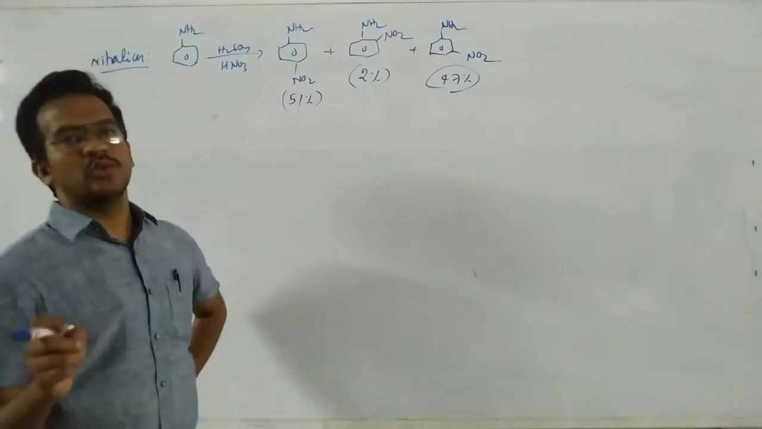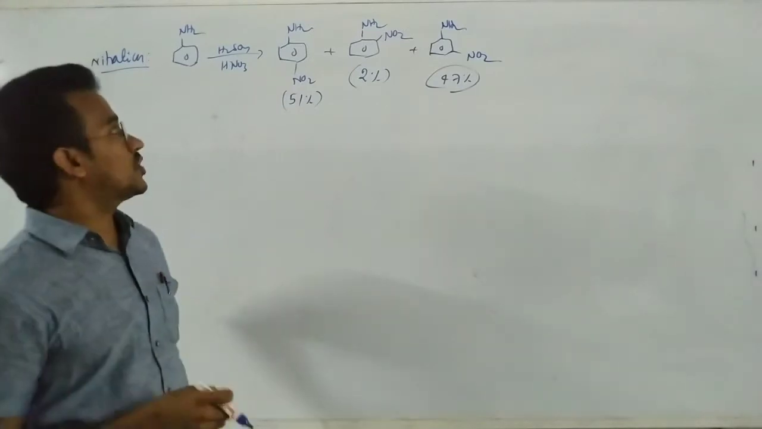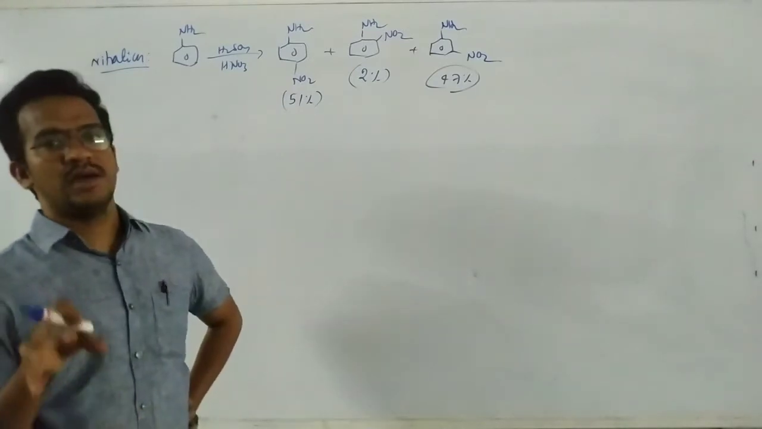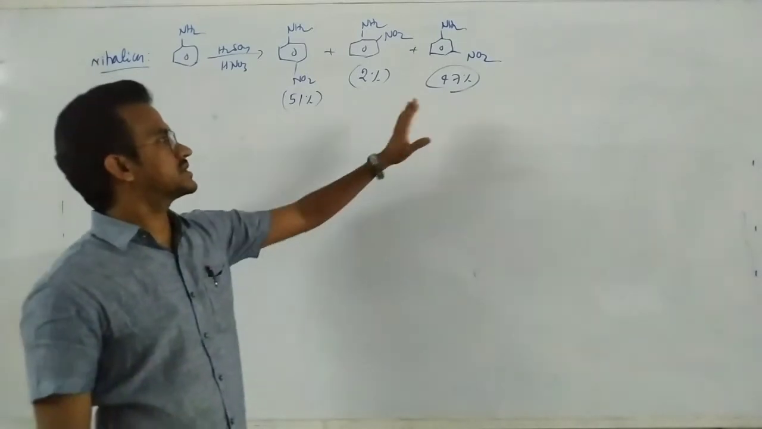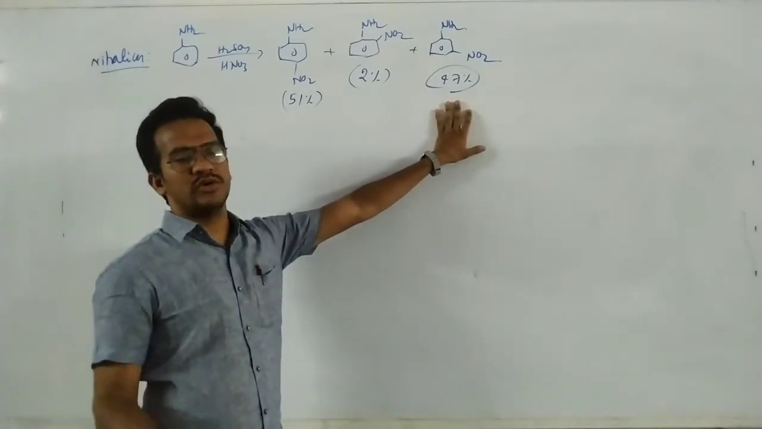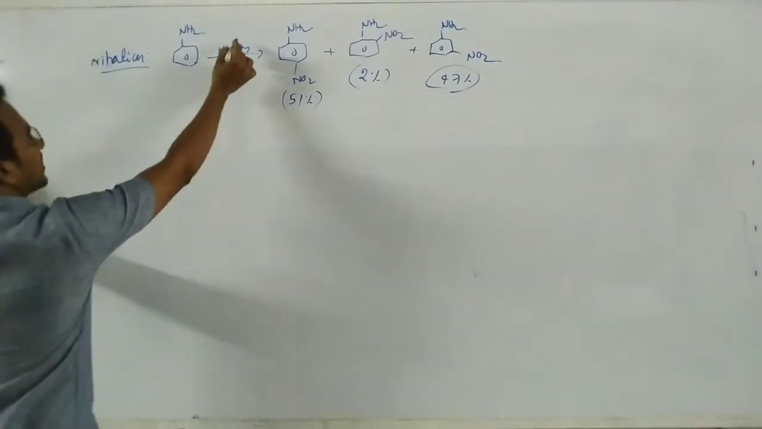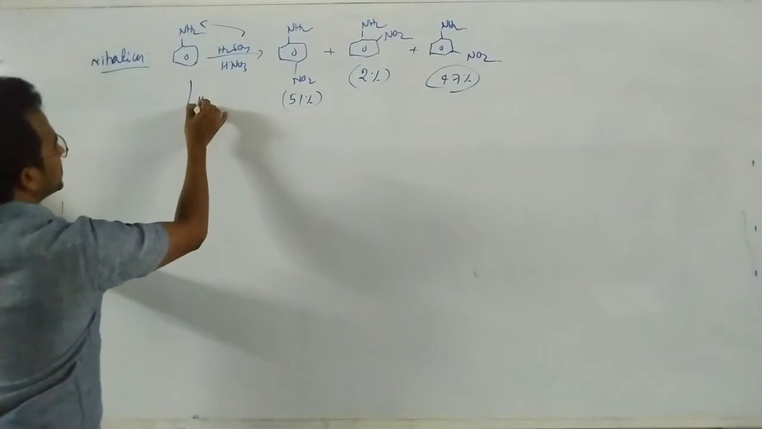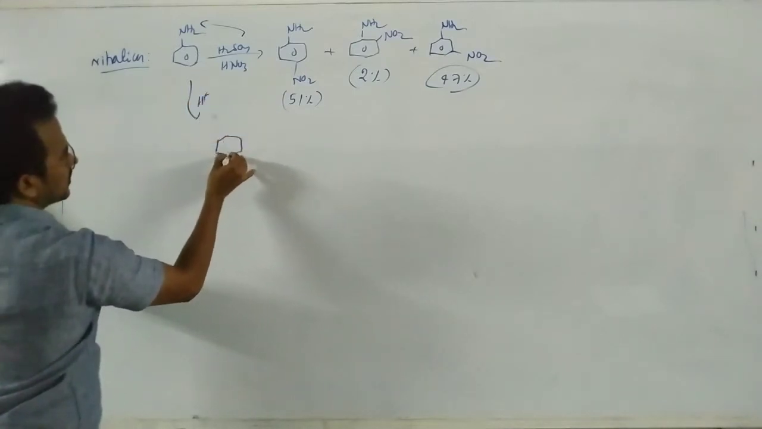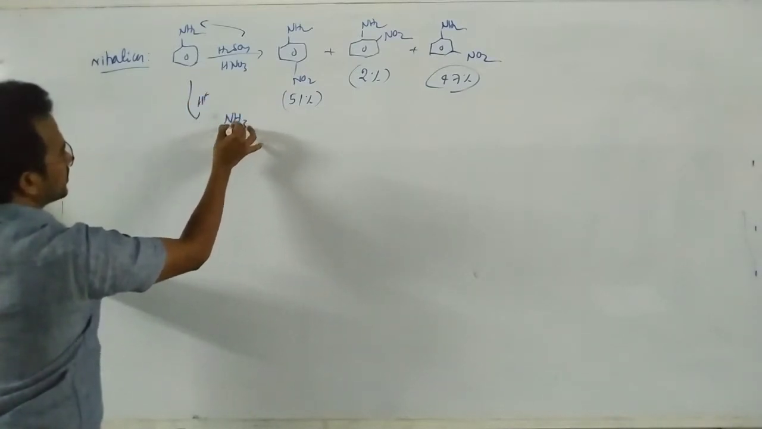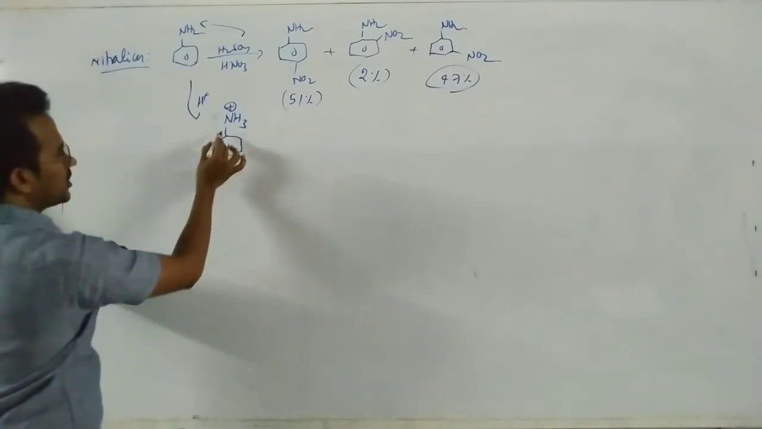Actually, NH2 is an ortho-para directing group, so here ortho and para products must be in higher yield. But in this case, meta is more dominating than ortho. Why? Because of the acidic medium, NH2 gets protonated. By the protonation, it becomes NH3 plus.